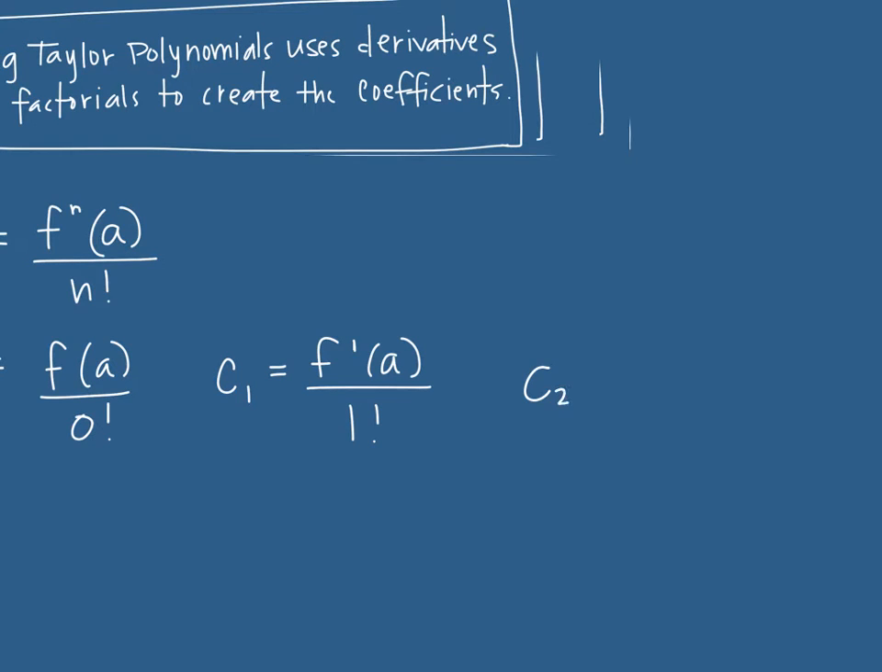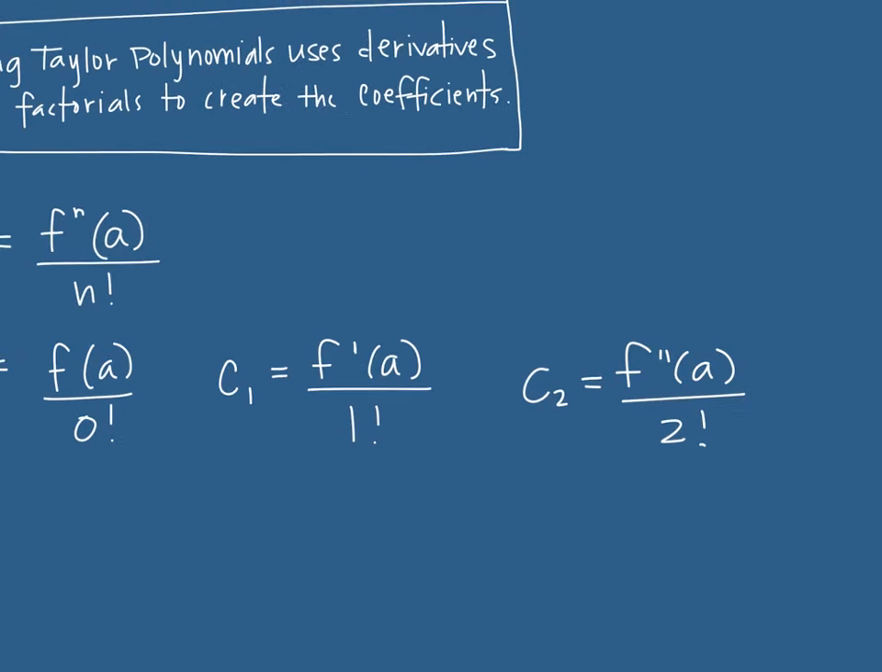All right. C2 would be f second over 2 factorial. And then we just keep going. So is there like a hint to that? Because for that example you did, you just kind of added on.